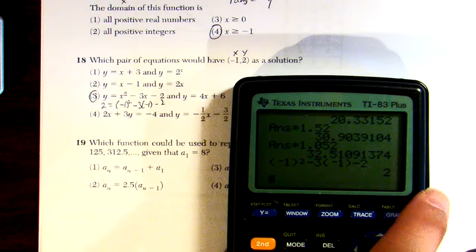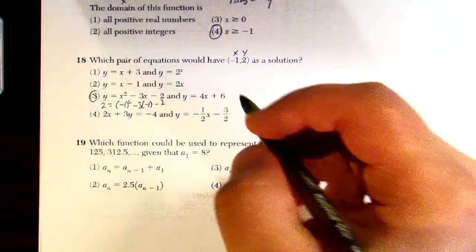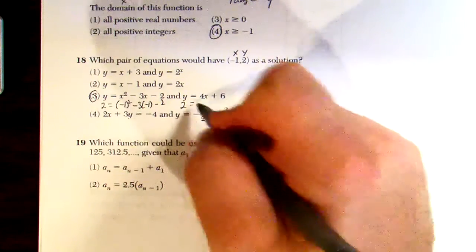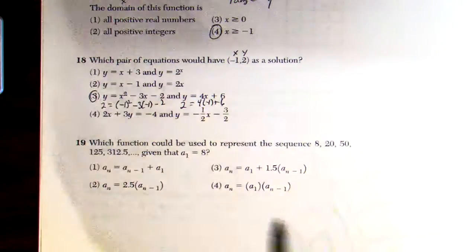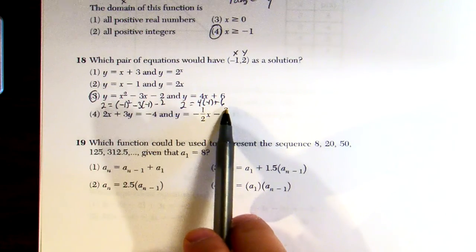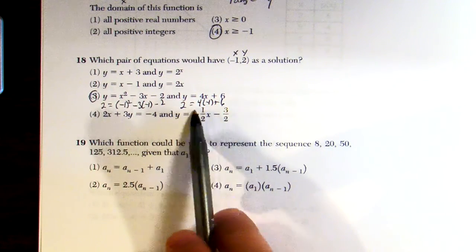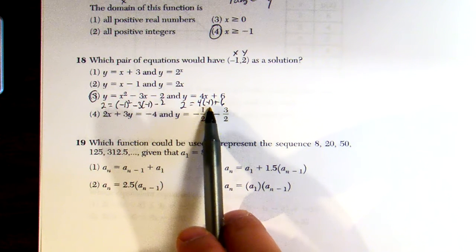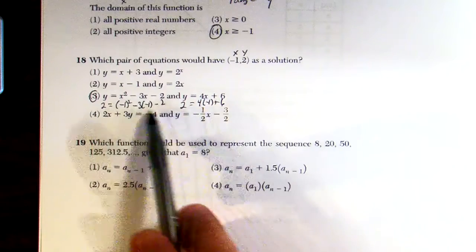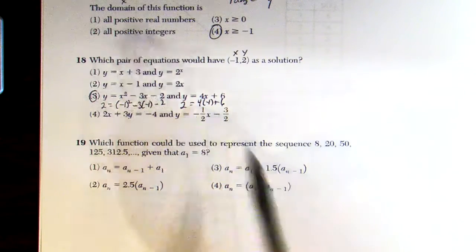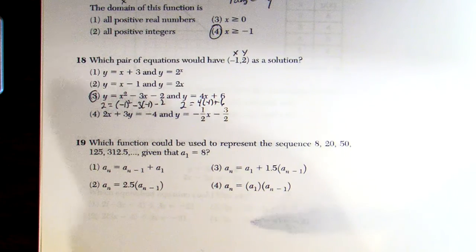So far, so good. Now this guy, does 2 equal 4 times -1 plus 6? So again, you could plug this part in the calculator, or I'm just going to do this part in my head here. 4 times -1 is -4. -4 plus 6 is +2. So these are the ones that work. The other ones won't work. Okay.